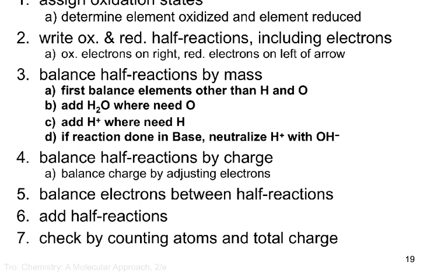Then everything we're going to be looking at is going to be in an aqueous reaction. So we can add water where we need oxygen, then add H plus where we need hydrogen, and then some reactions will be done in acidic solution, then you can be done with step C there. But if it's done in basic solution, we're going to neutralize our H plus with hydroxides. Then we will balance our half reactions by charge, by adjusting the electrons and coefficients. Balance electrons by half reactions, add them together, and then double check.